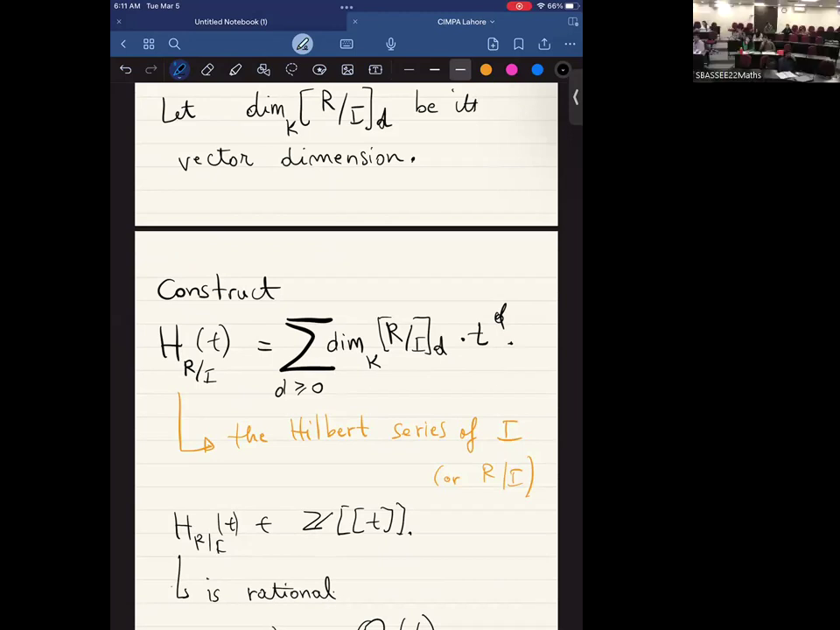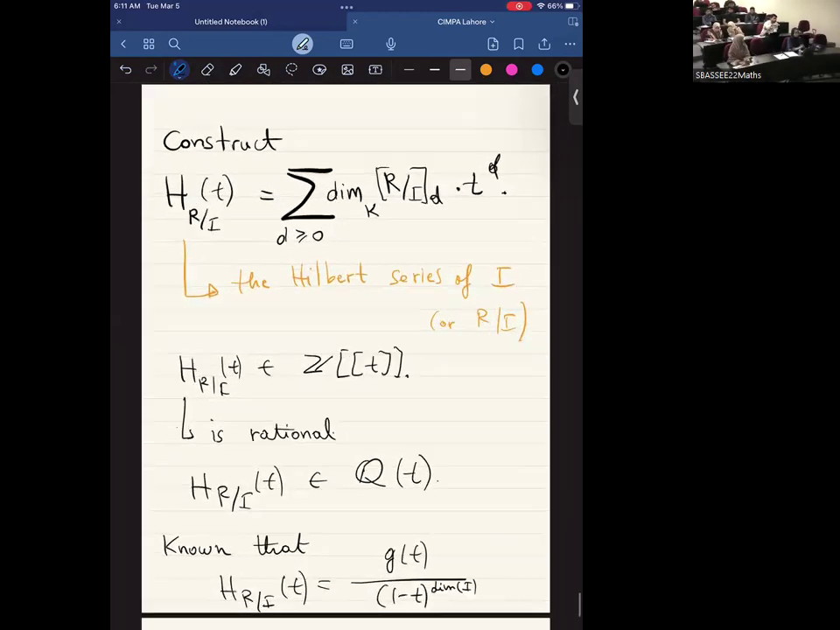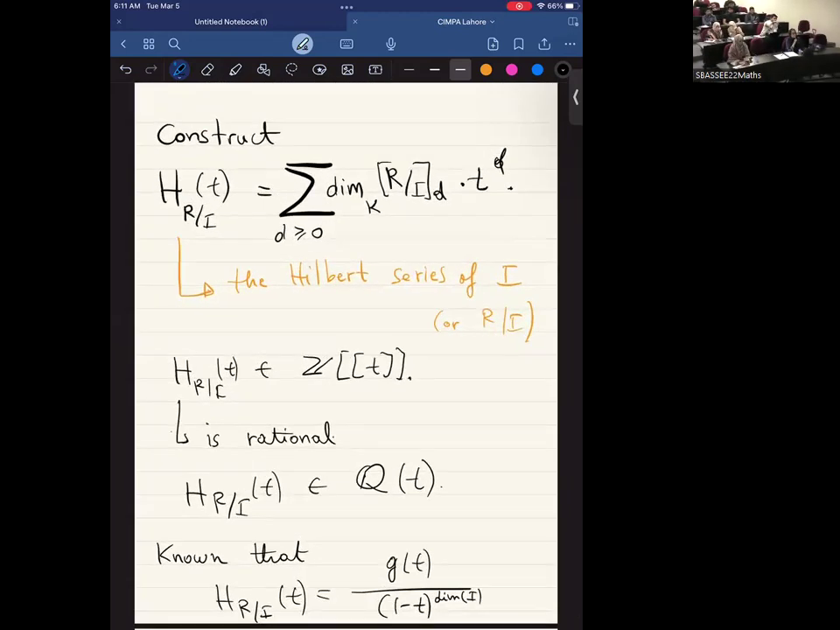Could you please explain why you are considering the Hilbert series for I, because it is the Hilbert series for the quotient ring R over I? Yeah, so I'm just calling it short the Hilbert series for I, but it's the Hilbert series of the quotient ring. So you defined it in a way. Yes. Okay, thank you.